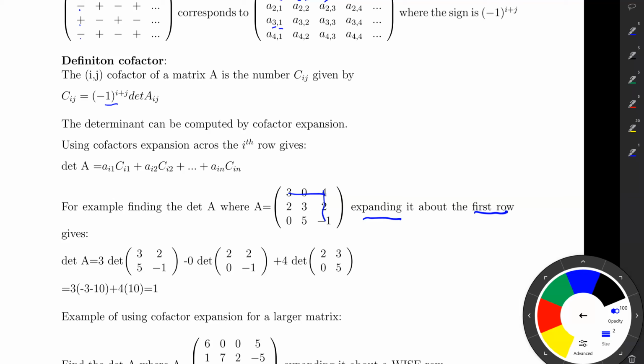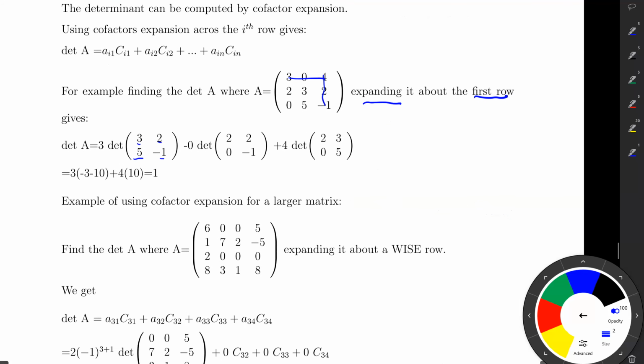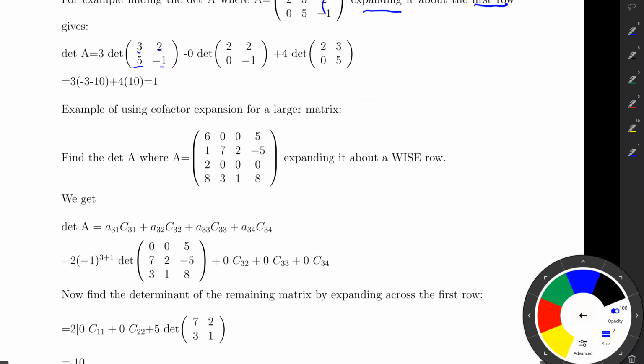Okay, so now 2 by 2 matrices, you know how to find the determinant of. So it's 3 times -1, subtract 5 times 2. And then this term is going to be 0, right? And then 4 times, and this will be 10, subtract 0. So the determinant of this 3 by 3 matrix is 1. Okay, so just to give you an idea, this was A11 times the cofactor expansion, right? Multiplying times the matrix that's left over.